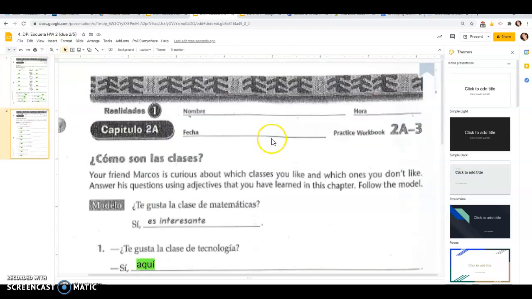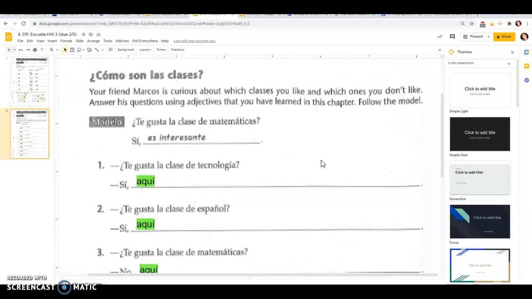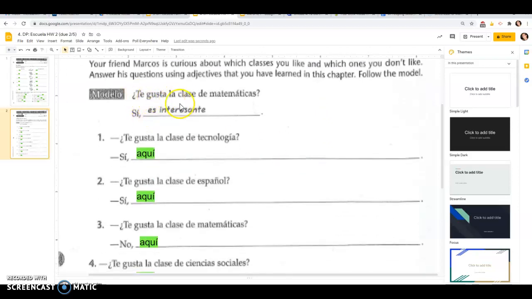Now, page 2. This one says, your friend Marcos is curious about what classes you like and what ones you don't like. Answer his questions using adjectives that we've learned in this section. So, it says, ¿Te gusta la clase de matemáticas? The sentence starter tells you what direction you're going.